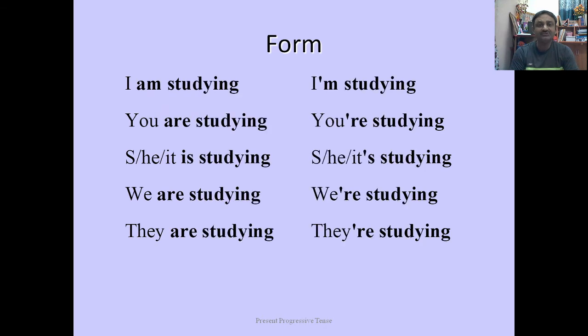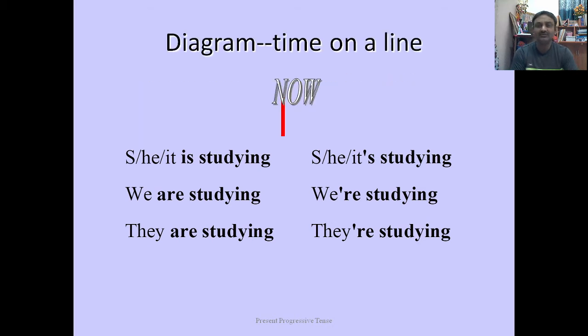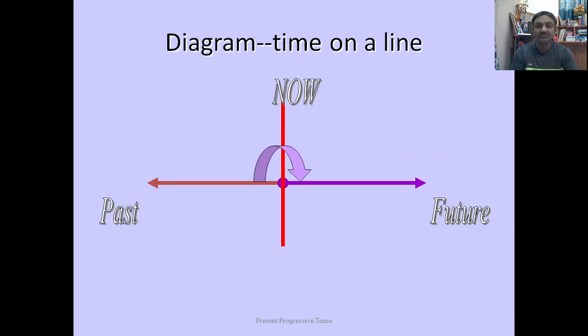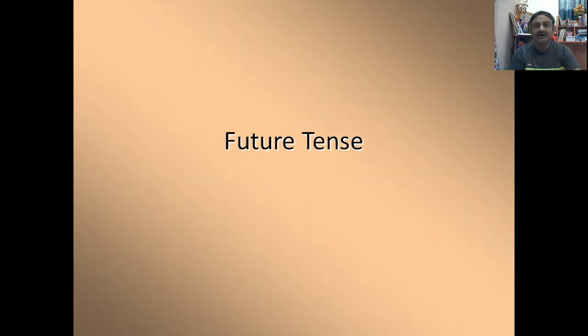Now the forms: I am studying, you are studying. The short forms are given at the right hand side. We are studying, they are studying. Same are the forms. Now similarly with this diagrammatical structure, now past, future, again same thing. It has moved to this part. Now the last one, the future tense.